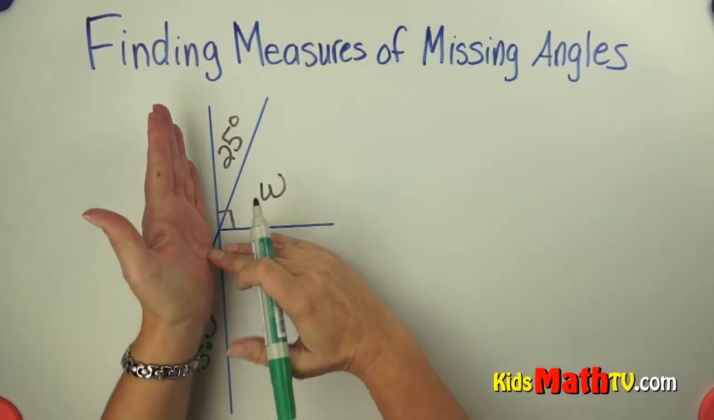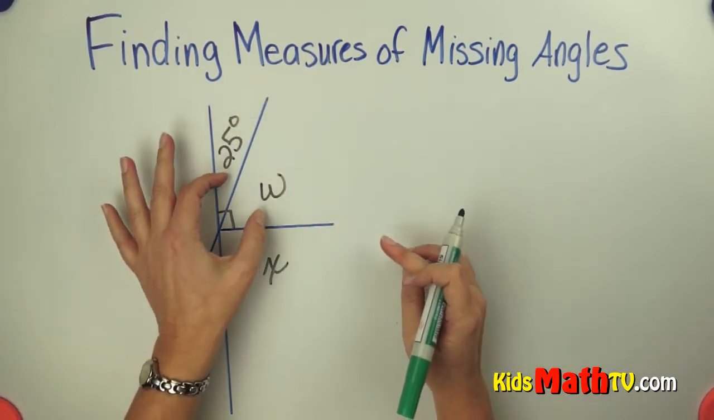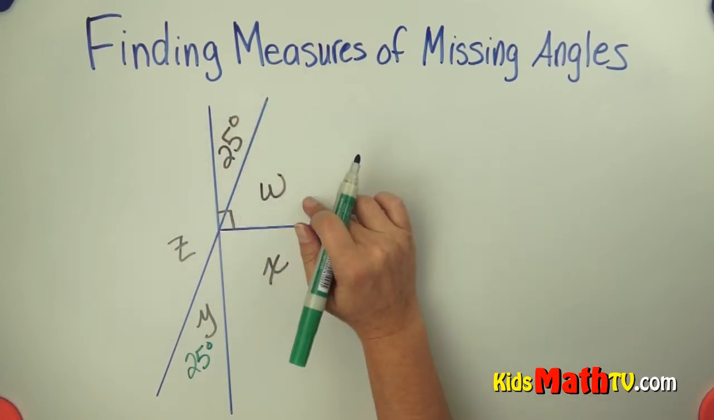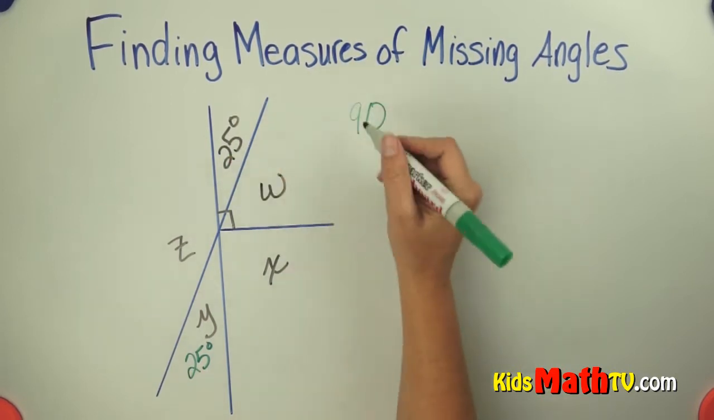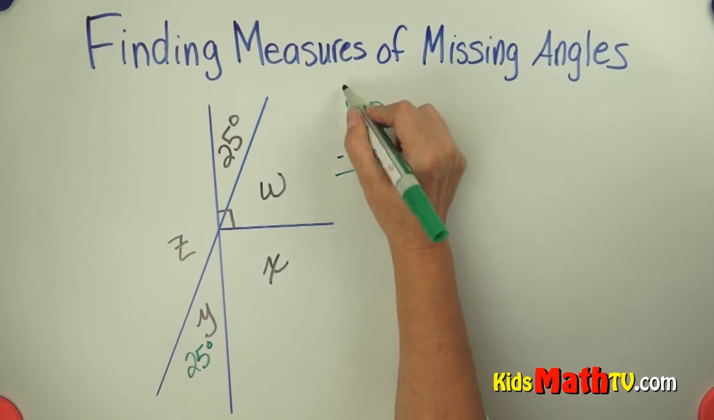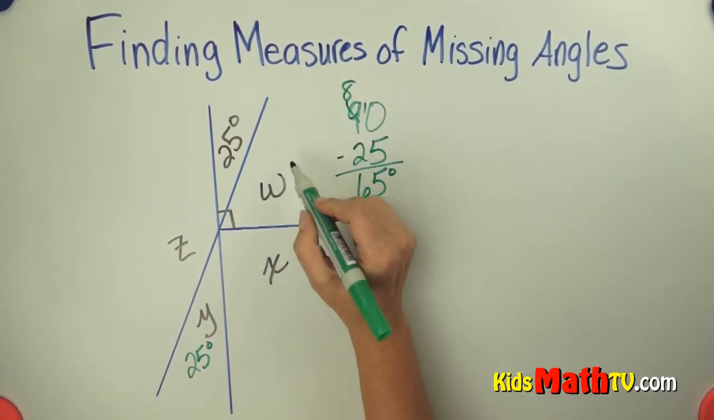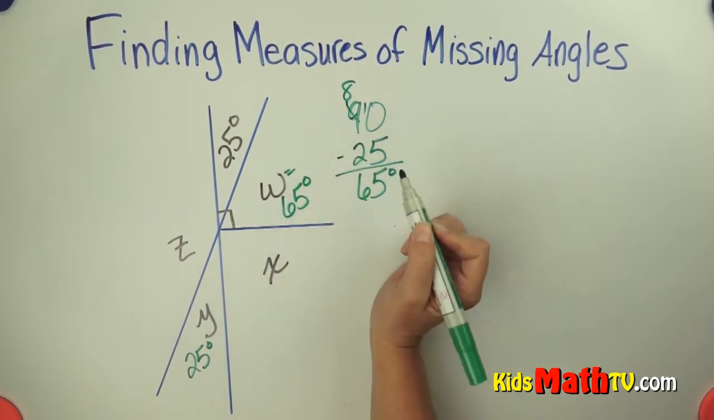I know that these two angles right here create this 90-degree angle. So these two angles are complementary. They add to 90 degrees. So I'm going to take 90 degrees and subtract 25 from it, and I get 65 degrees. So the measure of angle W is 65 degrees.